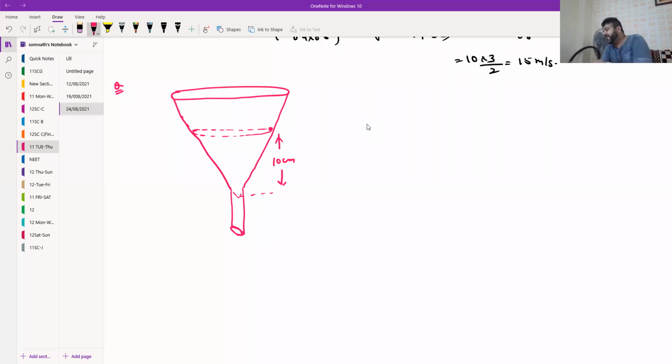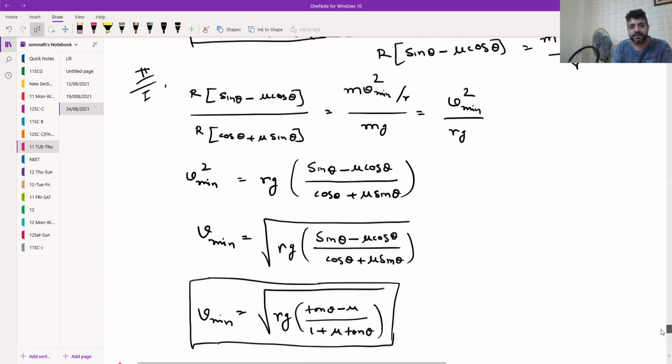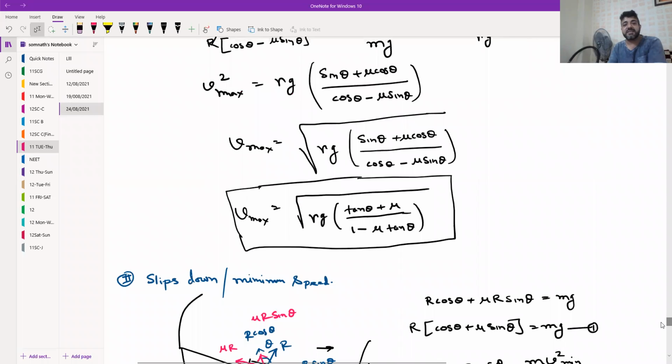I again read the question. A particle describes a horizontal circle on the smooth inner surface of a conical surface. See, smooth inner surface means my mu is 0, that means no friction. Here I just want to say one more thing which is very important. Sometimes the examiner also asks you, what is the optimum speed?